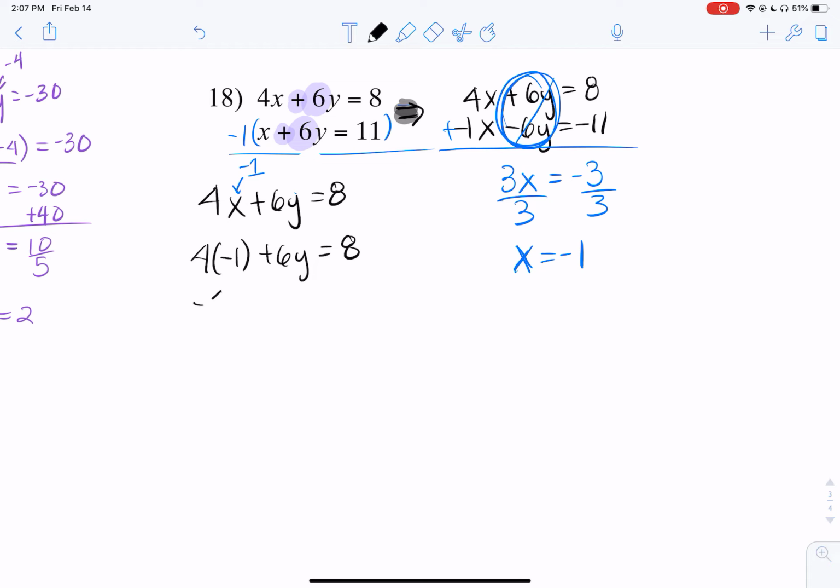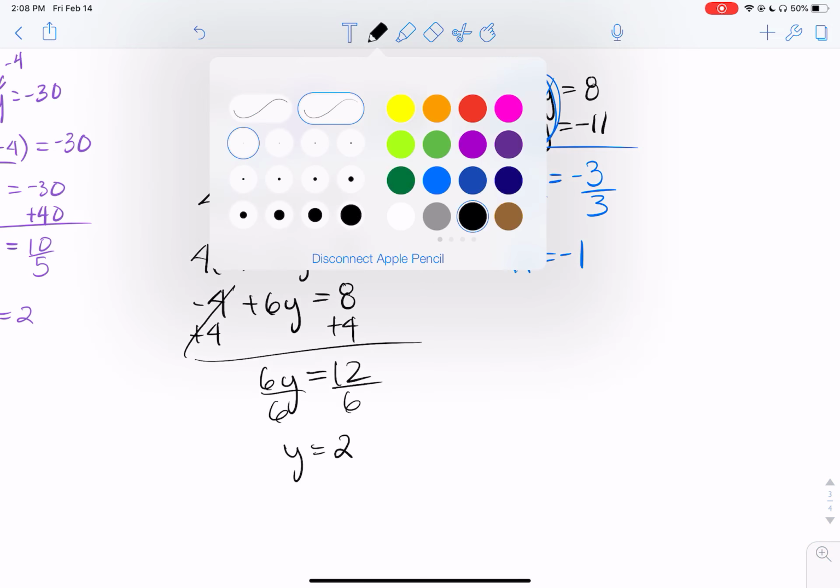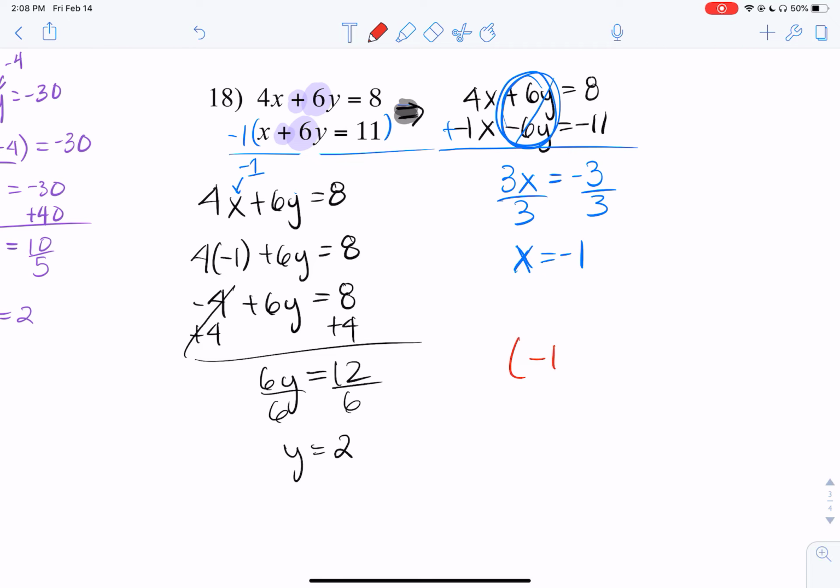We'll multiply that, so that's negative 4. Now to solve this, we would have to add the 4 first before we can divide. So this becomes 0. We have 6y is equal to 12. And when we divide by 6, we get that the y value is 2. So our solution is negative 1, 2.